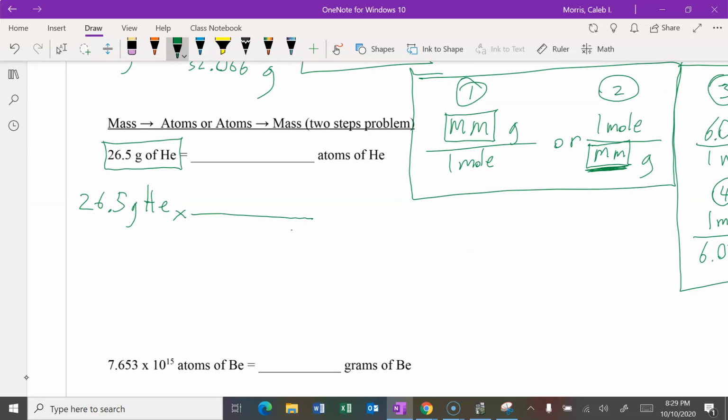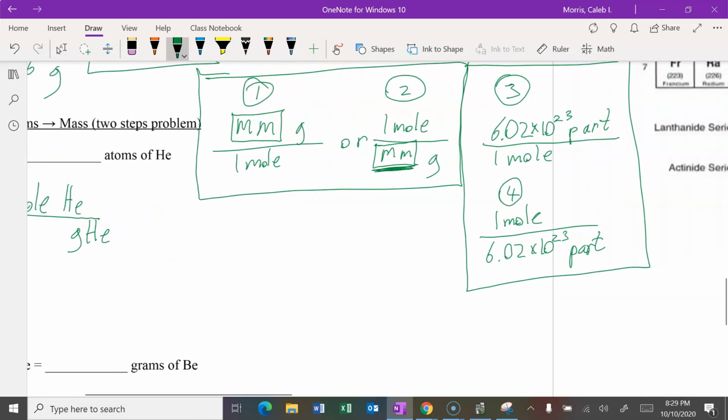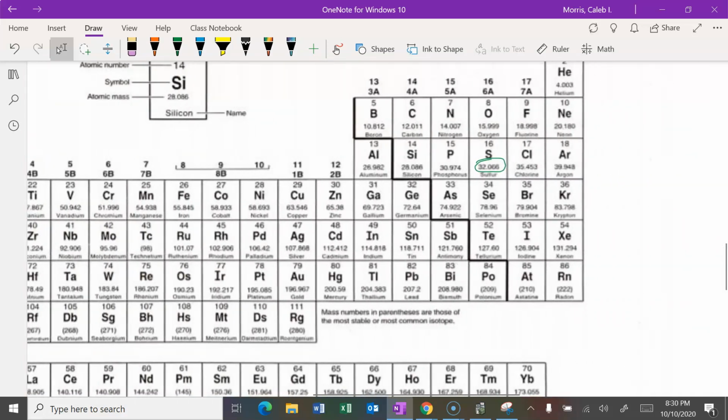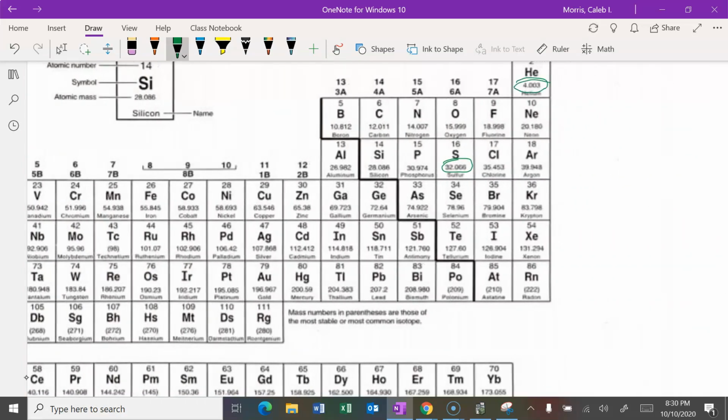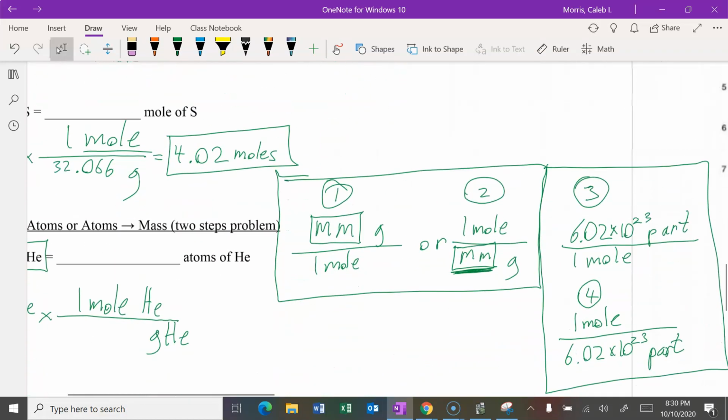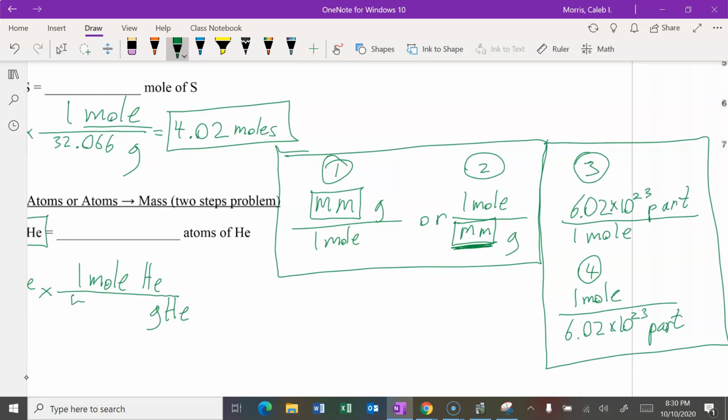So I could put my molar mass in grams on the bottom, and then put 1 mole. And we're talking about helium. Remember, if it's molar mass, we have to look at the periodic table. So let's go over there and find what helium's molar mass is. Looks like it is 4.003. And what I notice is that only gets me moles when I'm looking for atoms of helium. So I'm actually not done.